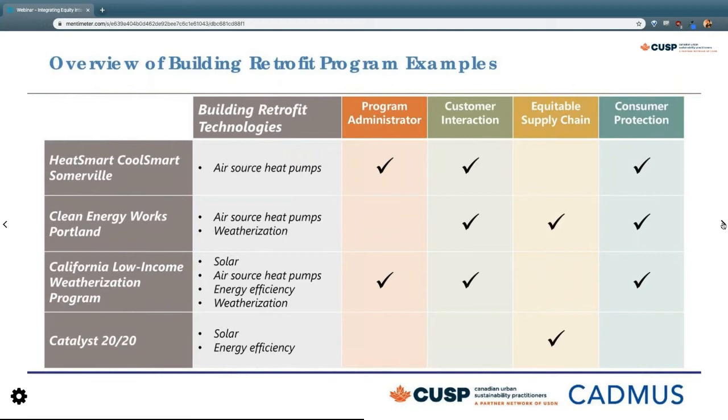So this chart just illustrates the different elements of the equitable program design aspects that Farah was walking through. So we'll just dive in here and I'll talk through these different programs, and then we can pause at the end and I'm happy to answer questions about the programs. I know some of them we've worked on in detail, and some of them we've completed case studies on. So happy to answer questions and talk about these programs further.